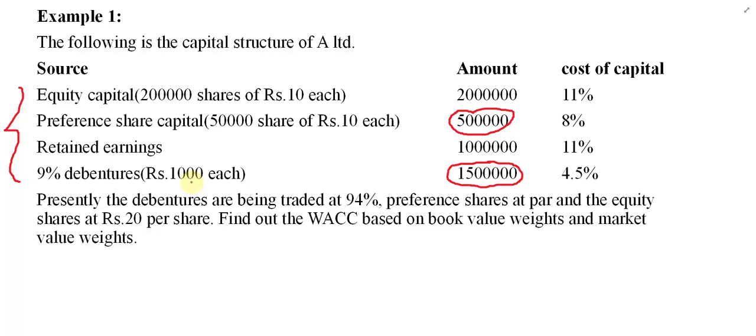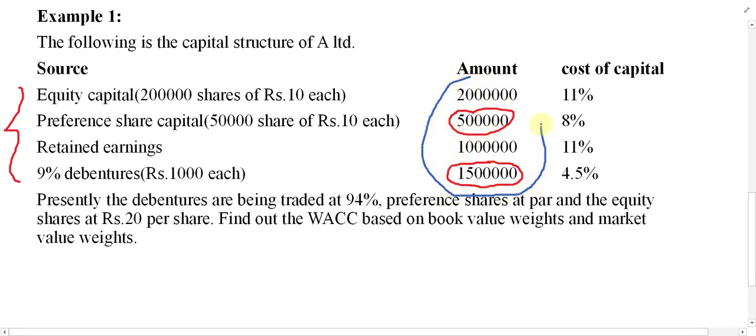So it means this company has equity, preference, retained earning, and debenture in their capital structure. And the value of each one is mentioned here. This is the value, this is the value, this is the value. So remember one more thing, that these values which are given here are basically the book value of these sources of funds: the book value for equity, for preference, for retained earning, as well as for debenture.